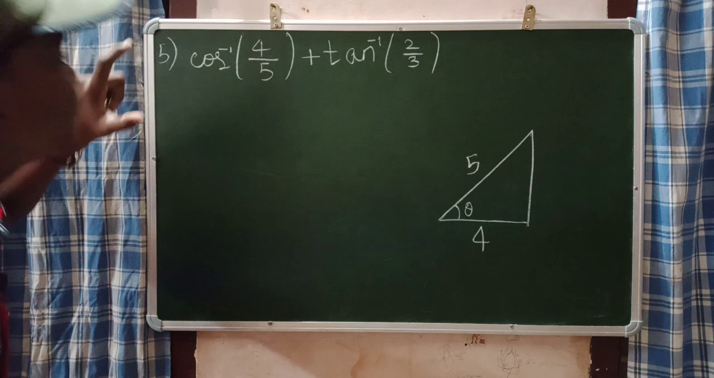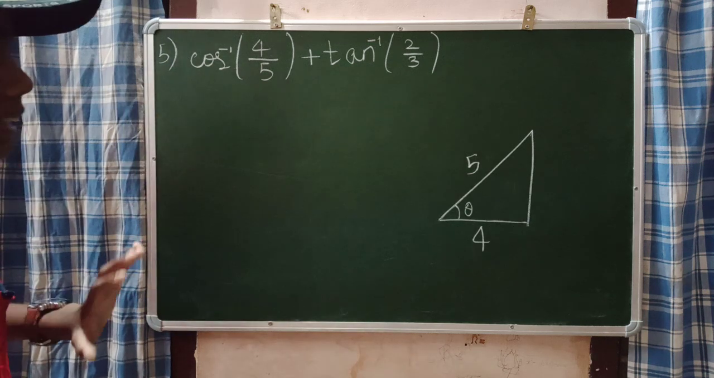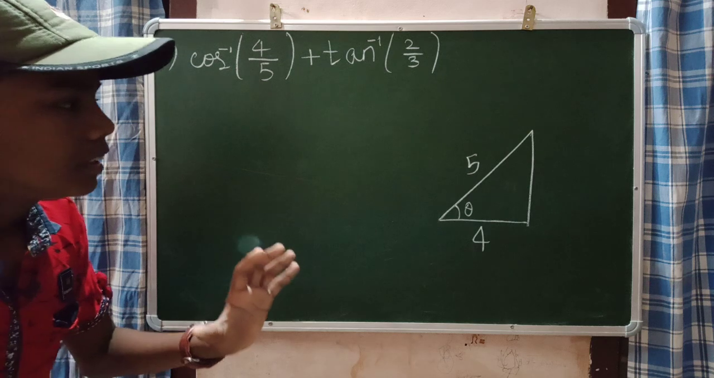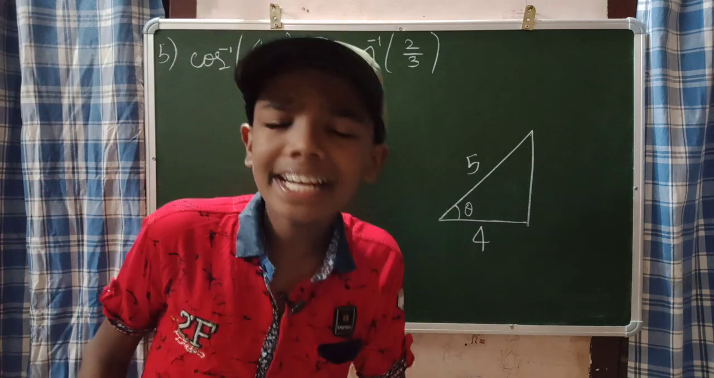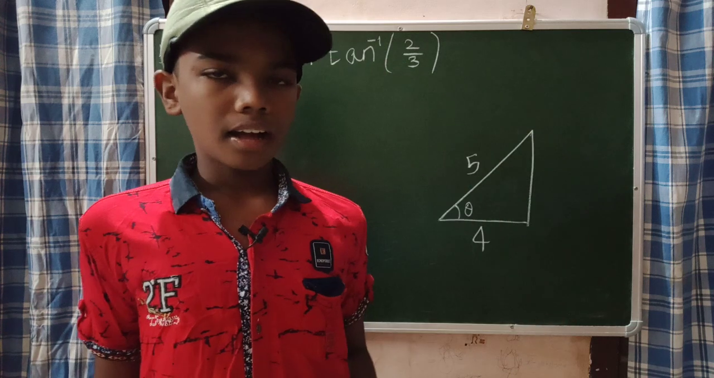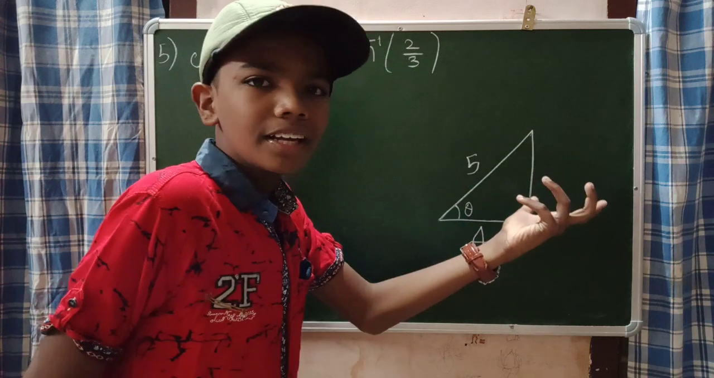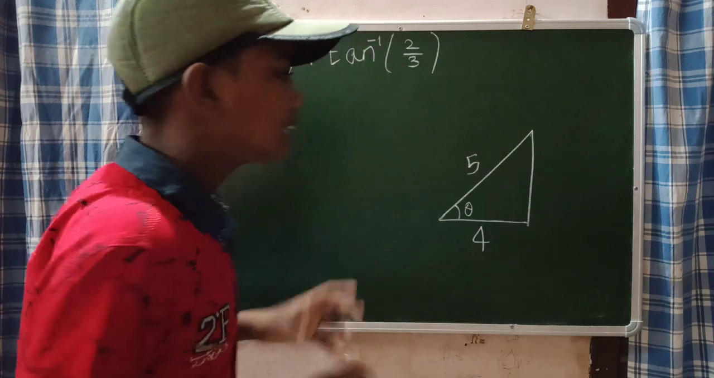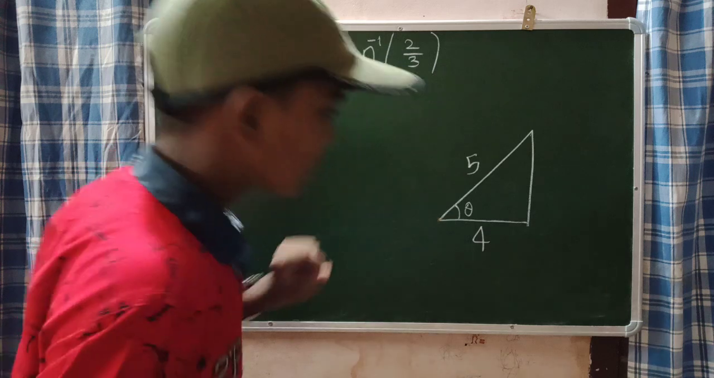Now if I need to convert this cos inverse in terms of tan inverse, what I need to do is find the tan theta. What is tan theta? That is opposite by adjacent. We know the adjacent value, but do we know the opposite value? No. I am going to find the opposite value by the Pythagoras theorem.